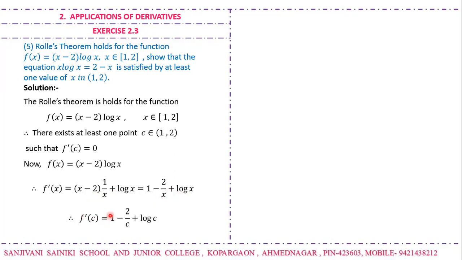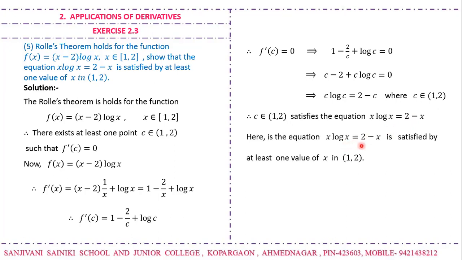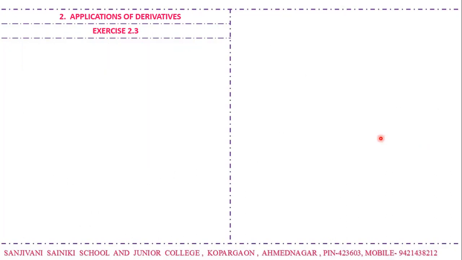Now f dash at c is 1 minus 2 upon c plus log c. But by Rolle's theorem, f dash at c is 0. So 1 minus 2 upon c plus log c is 0. Now take the LCM. Since c belongs to the open interval (1, 2), c is non-zero, so we can multiply throughout by c. So c log c is equal to 2 minus c, where c belongs to the open interval (1, 2). That means there exists c in the open interval (1, 2) which satisfies the equation x log x is equal to 2 minus x. So this is the solution of our problem.